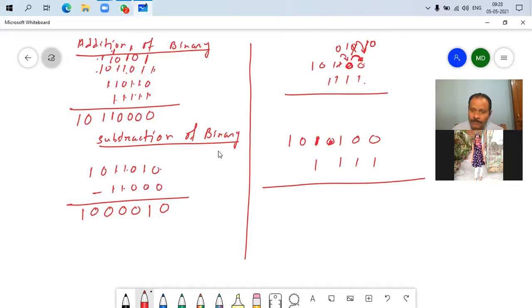Now we cannot subtract 1 from 0. So we need to borrow something from here.